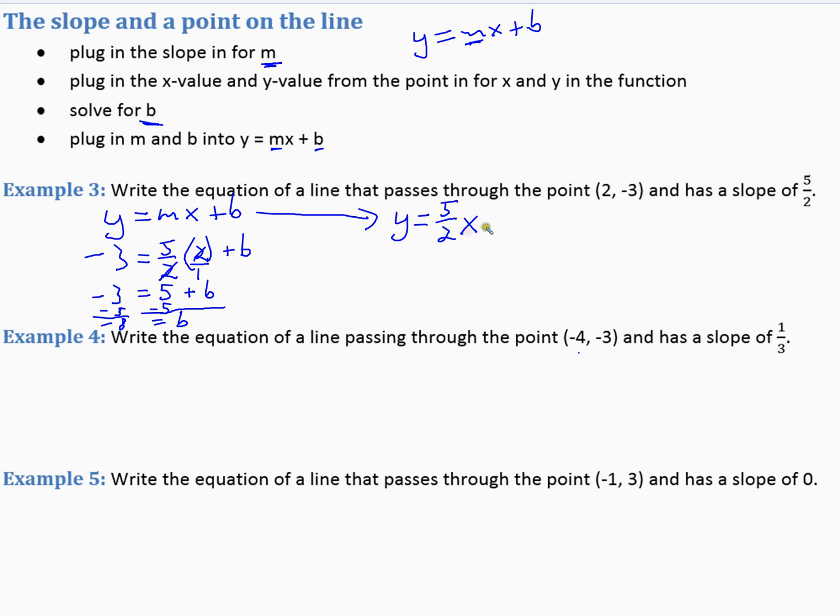And then we have our x, and our y-intercept is negative 8, so we can put minus 8. And that's the equation of that line. So we followed through those 4 steps. And really, it's just practice from here.